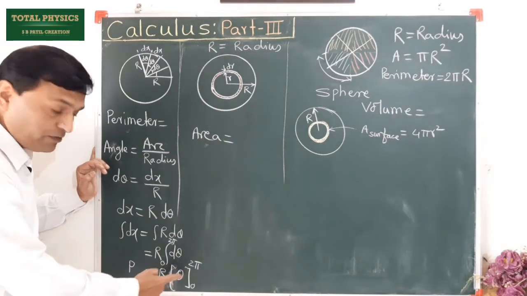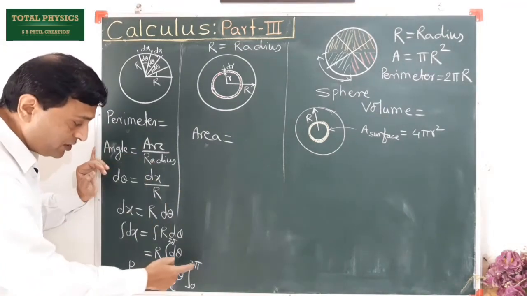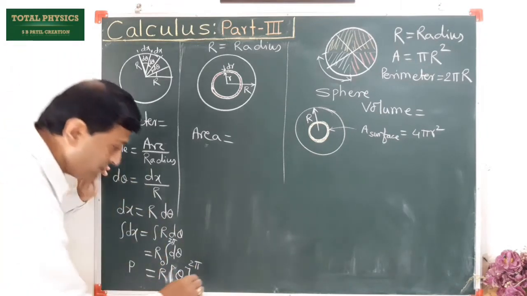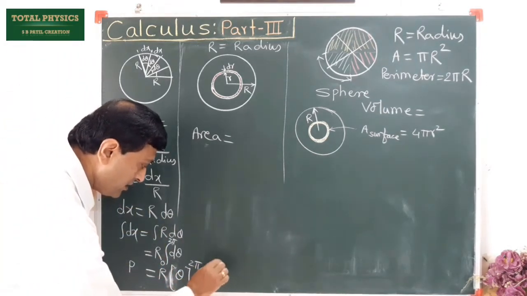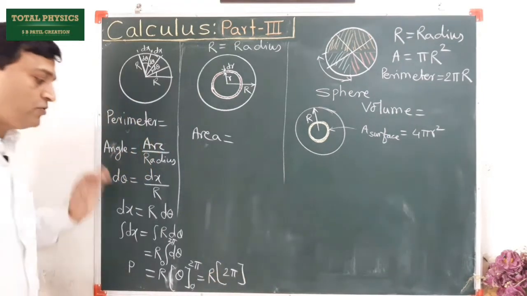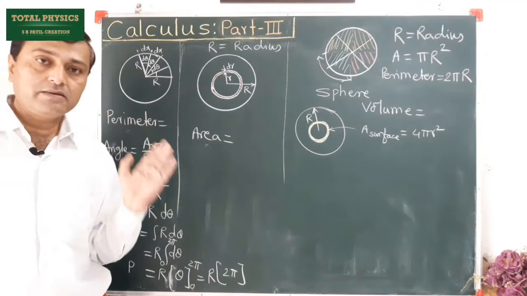Now put the value. Now we know the rule. Put the top value, put the bottom value, and take the subtraction. Means the answer will be r into 2 pi minus 0, means 2 pi r. 2 pi r is the perimeter formula.